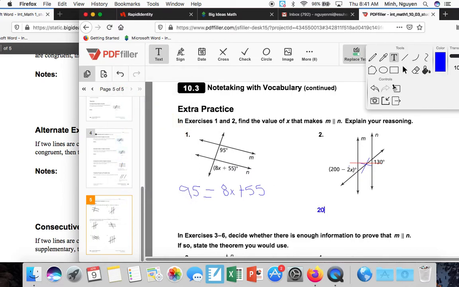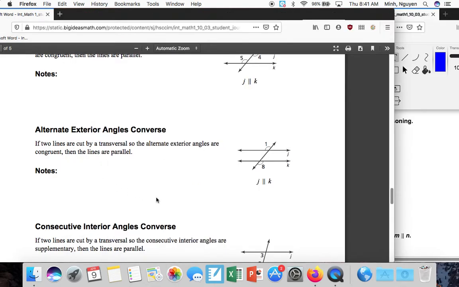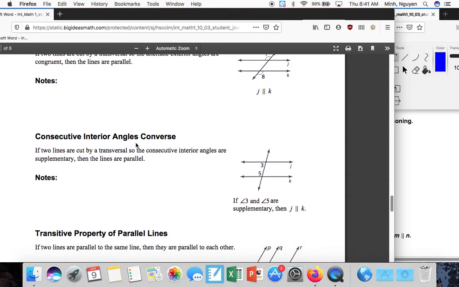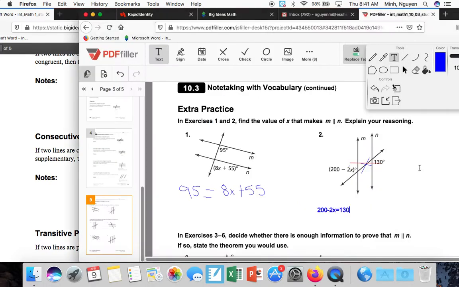The angle measures are equal to each other. 200 minus 2x is equal to 130. Again, if we ever came across a relationship where it was consecutive interiors, we would add them up and say, oh, angle 3 plus angle 5 equals 180. But this is not that. They're congruent, so that's why.